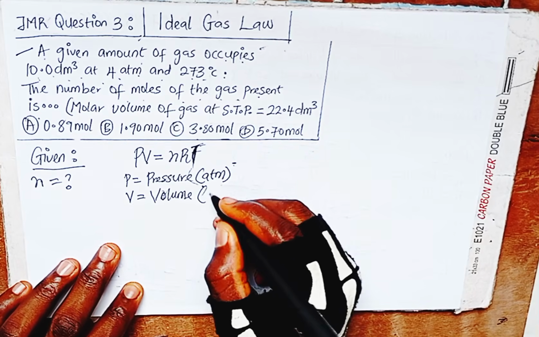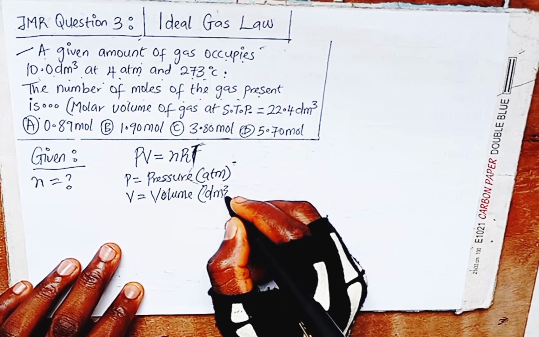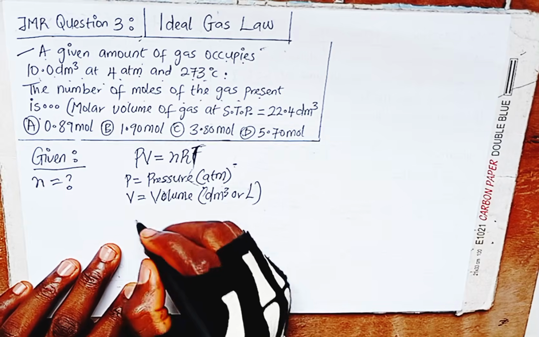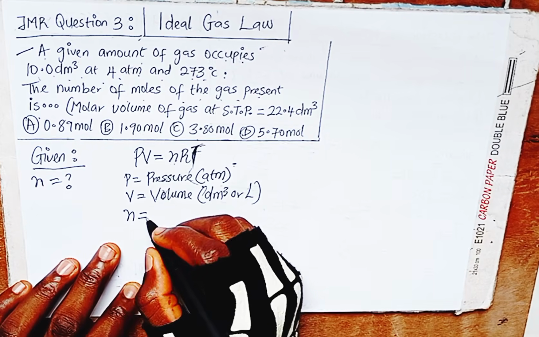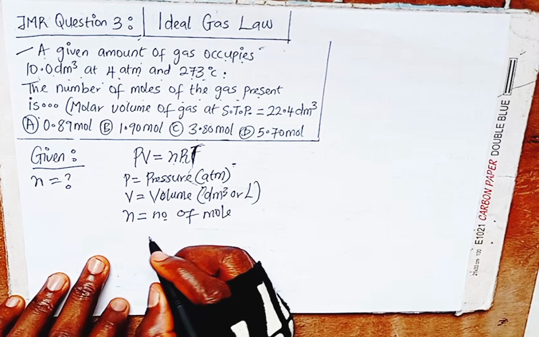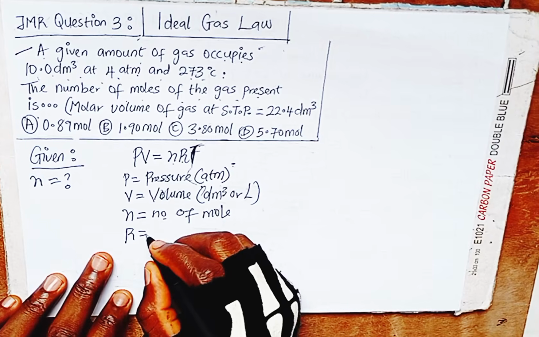and the volume should be in what? Cubic decimeter, or it should be in liter. Okay, the next thing, the N, this one is the number of moles of the gas. Then the next thing there is R. This R is what? The gas constant. R is equal to the gas constant.